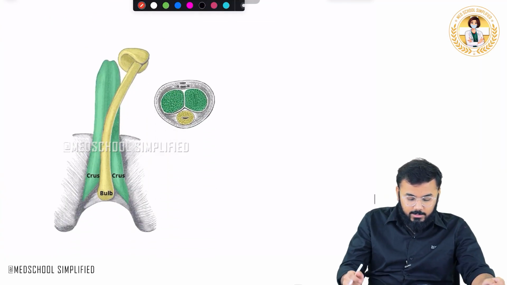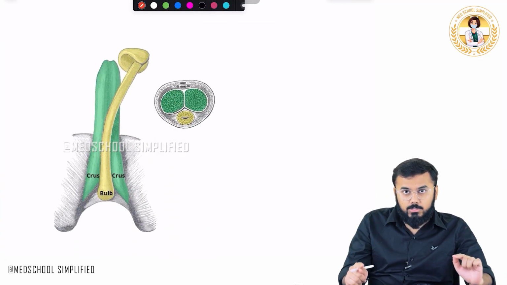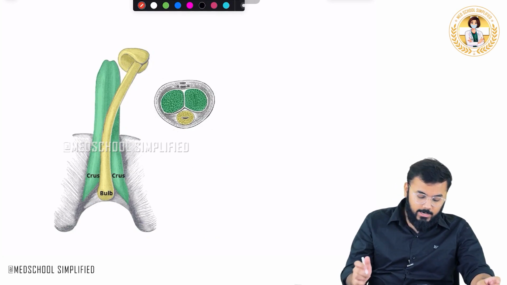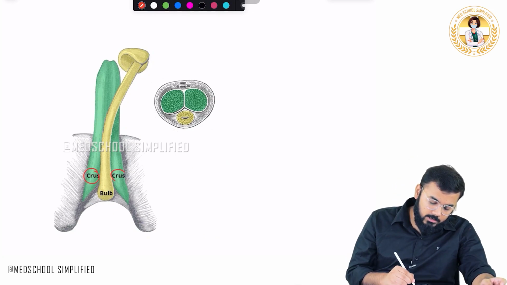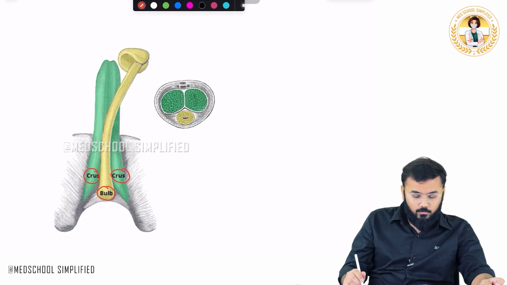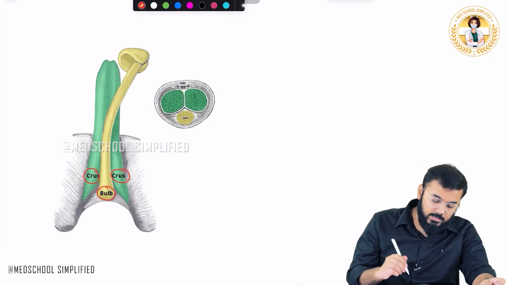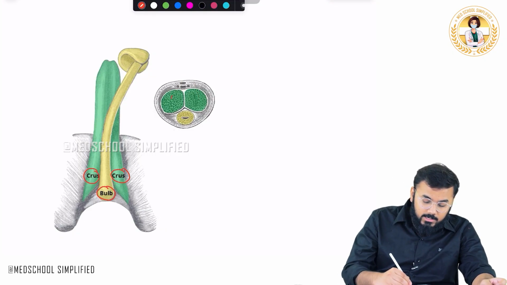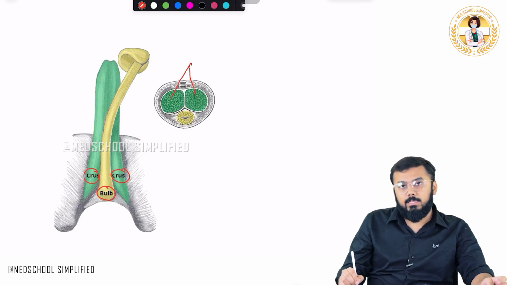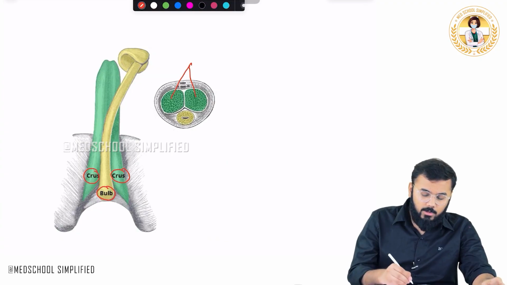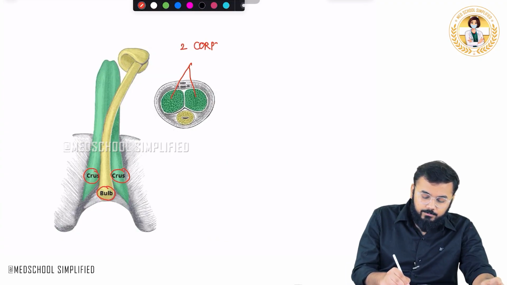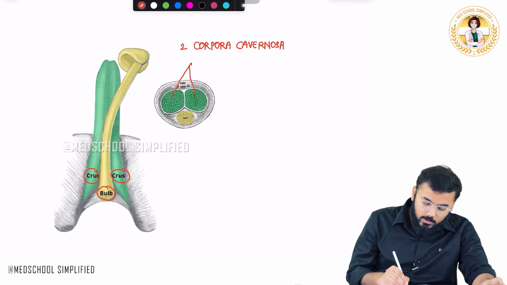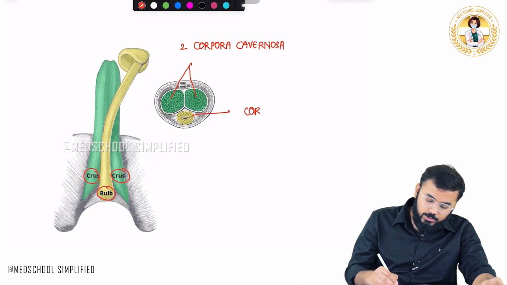Out of these three cylinders which you can see over here, from outside, again don't confuse, this is called a right crus, this is called a left crus, and this is called a bulb. Now once you make a section and look from inside, don't think that these two are called the bulb. These two structures on the top are called corpora cavernosa. There are two corpora cavernosa. And this yellow one over here is called corpus spongiosum.